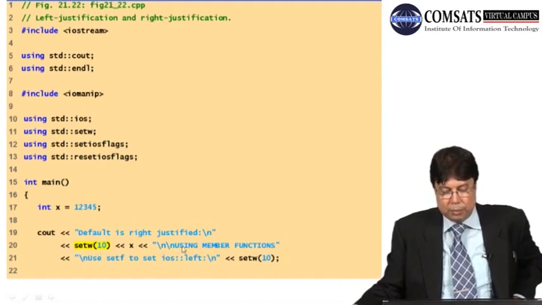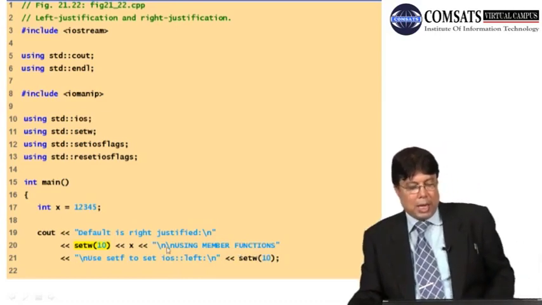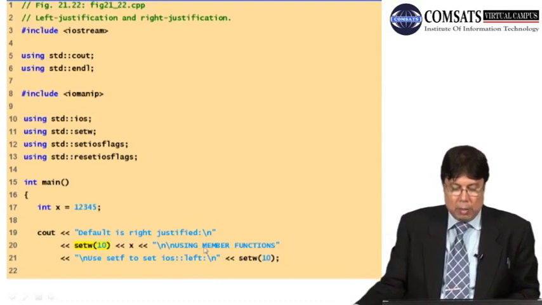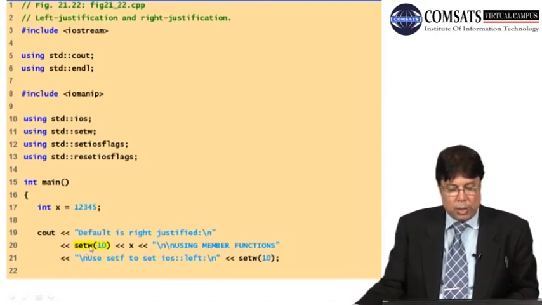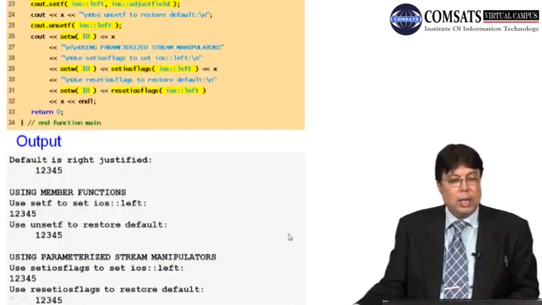And then nothing member function. It is basically not using member functions. It's backslash n, using member functions. Okay, this is parameterized, and setw, and use setw with the help of this left justified, and set with this one. This is just a string, not left justified. We'll use it in the next one.